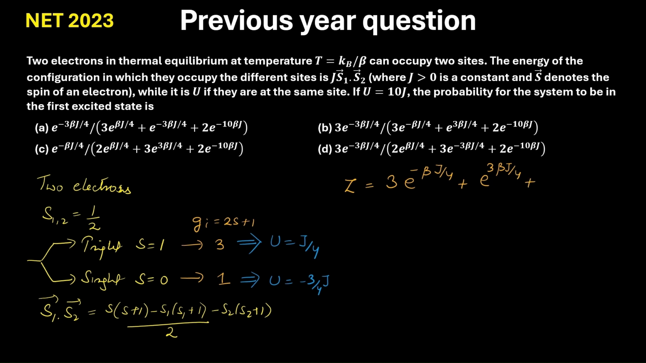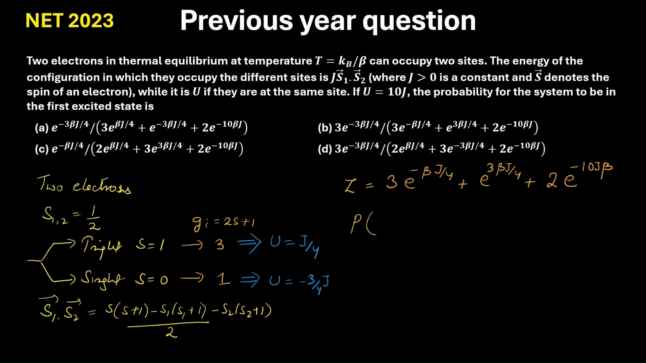Now, in addition to these two terms, there is one piece of information given here, that if the electrons occupy the same site, then it will have an energy of U. So both the electrons will be either in the lower energy state or in the higher energy state. And U is given by 10J. So because of this, there will be an additional term 2e to the power minus 10J beta. Now we have got the partition function.